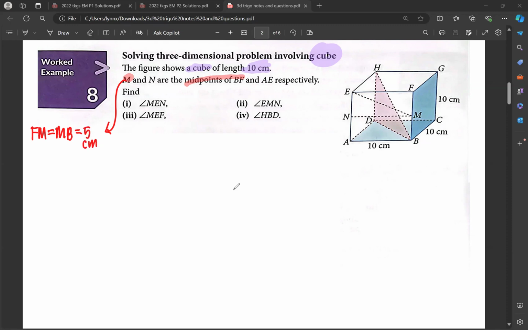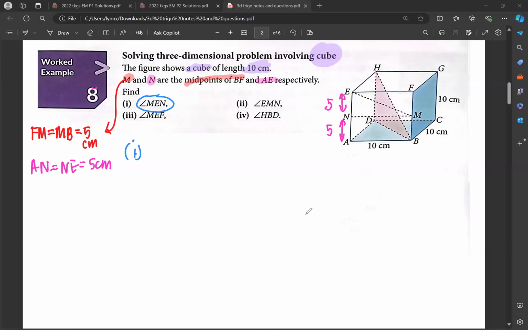So now I'll continue reading the next part. The next part says that N is the midpoint of AE. So what does that mean? If N is the midpoint of AE, AN is equal to NE, which is equal to 5 cm. So this is something I need to take note that all these are 5 and all these are 5. I'll just make a mental note. I don't write too many, as later it gets too messy. Okay, so right now, the first thing is they say that they want to find angle MEN, right? How to find angle MEN? So you need to ask yourself, MEN is in which triangle?